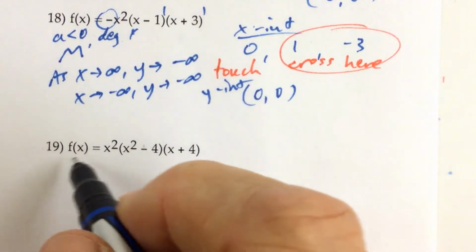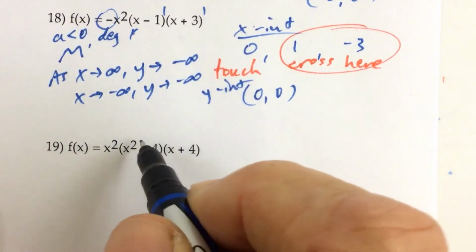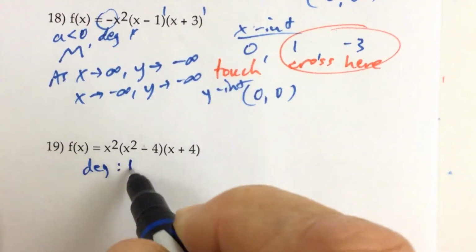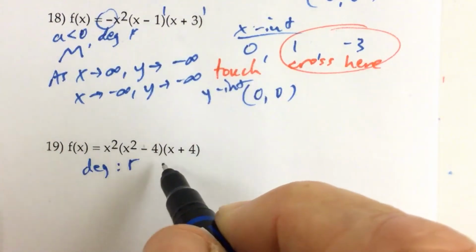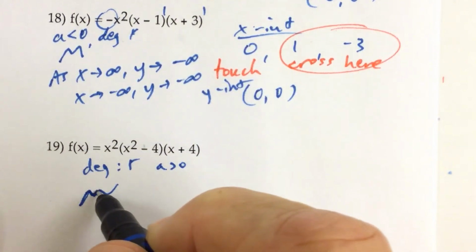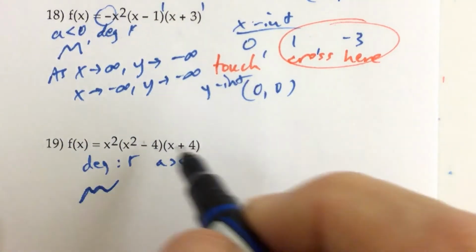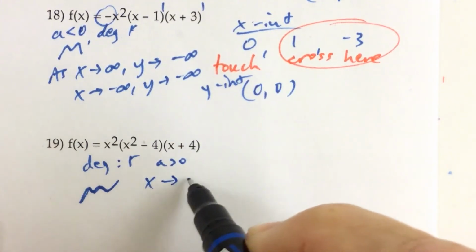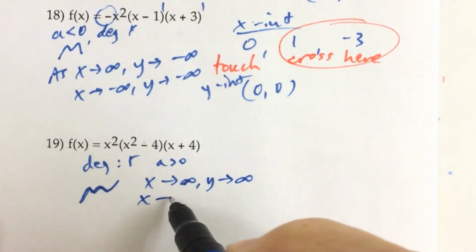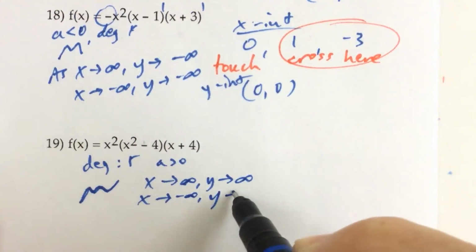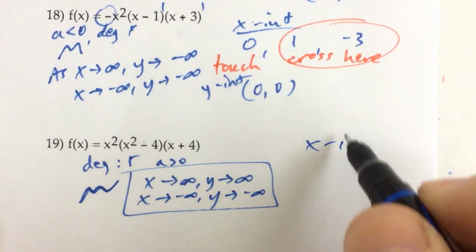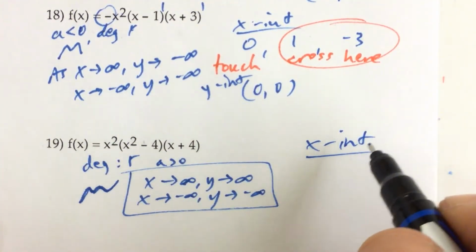And then over here, finally, we have a degree of 2 plus 2 plus 1, which is 5. The degree is 5, and the a is positive, so that means we go up from left to right. No sharp points, nice and smooth. And again, as x approaches infinity, as x moves to the right, y goes up. As x moves left, y goes down.